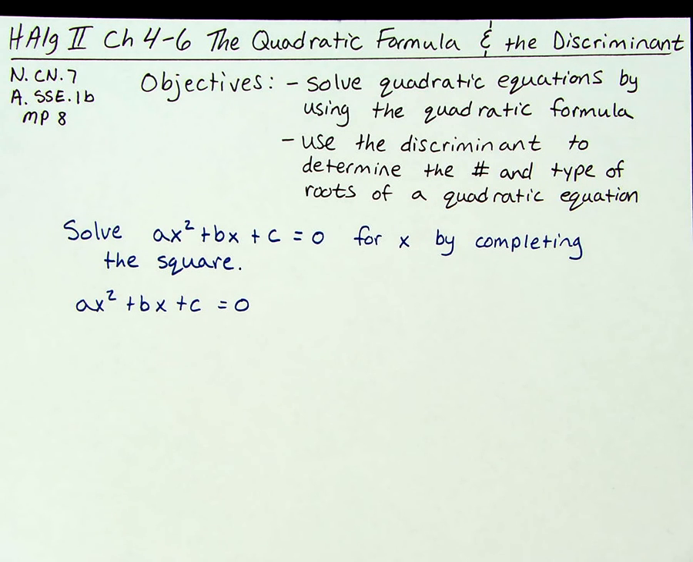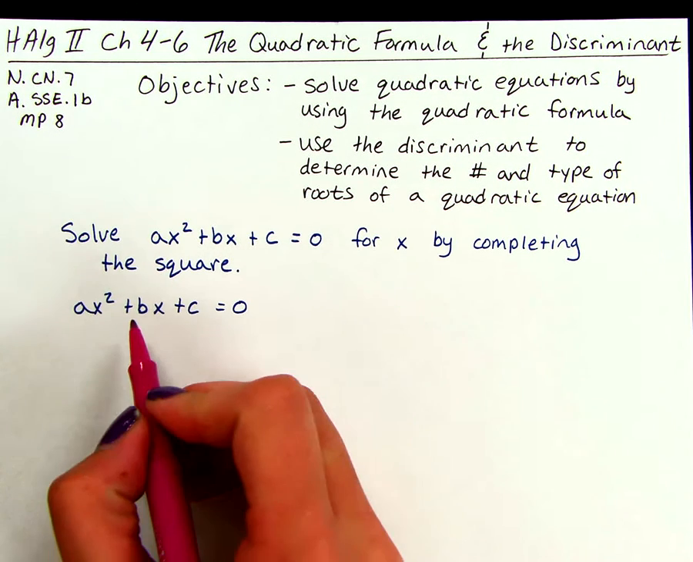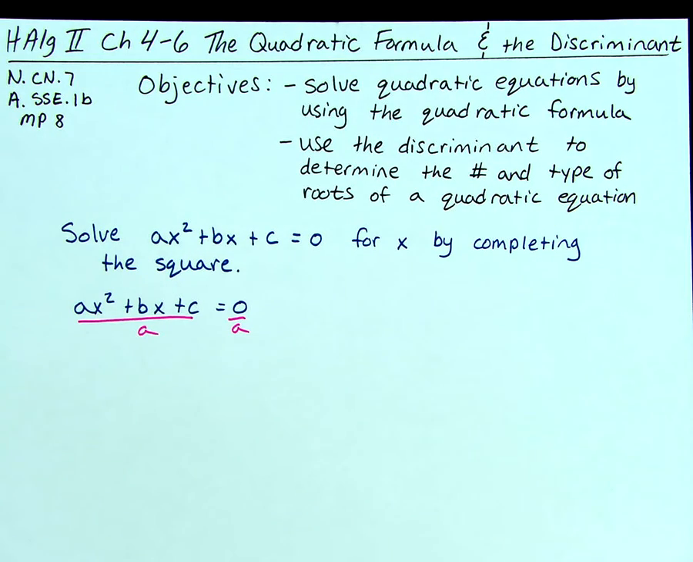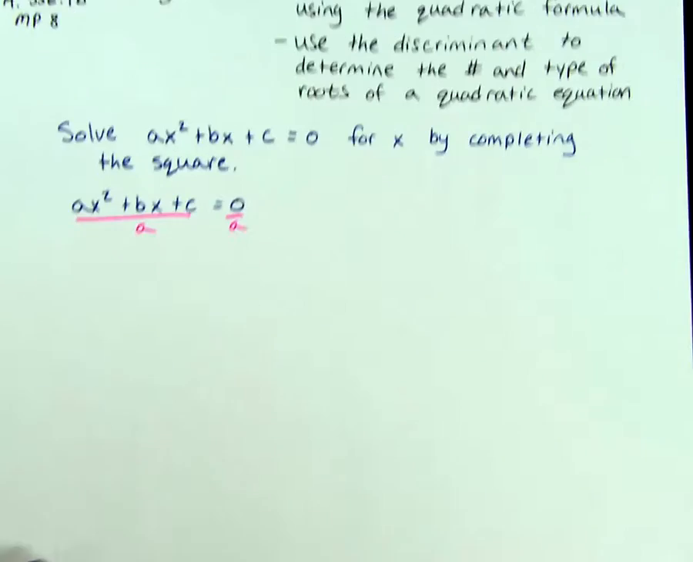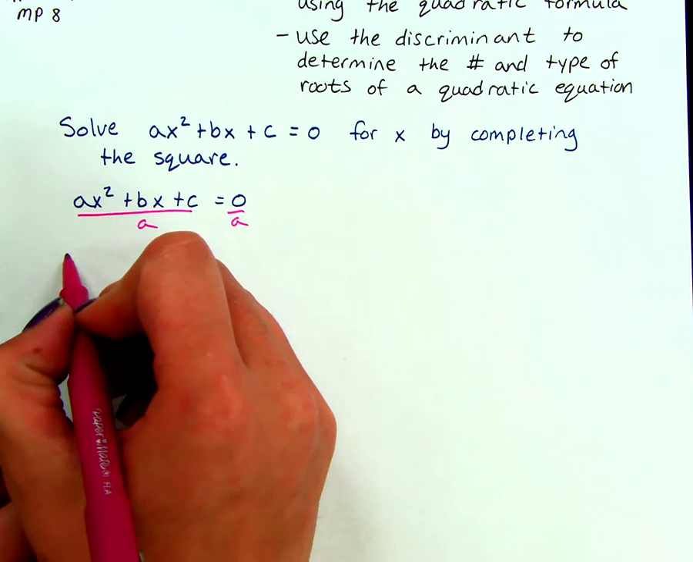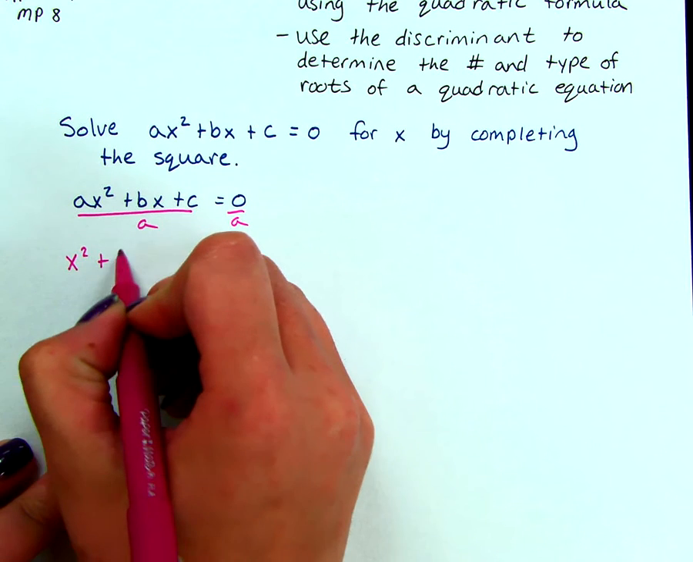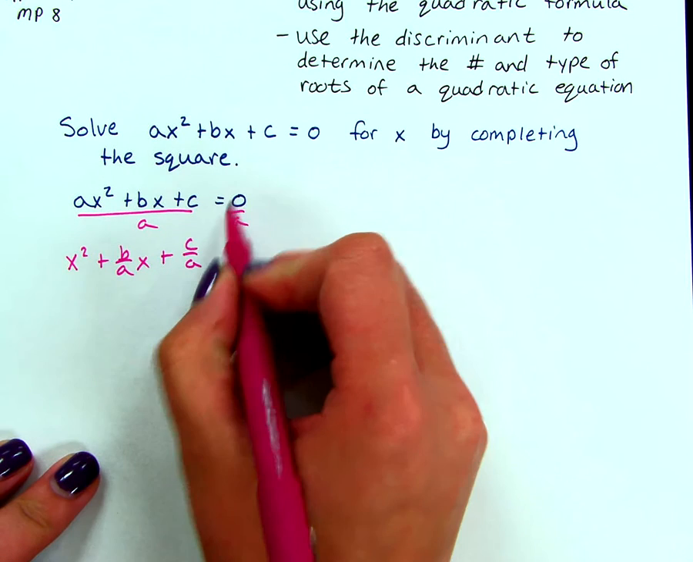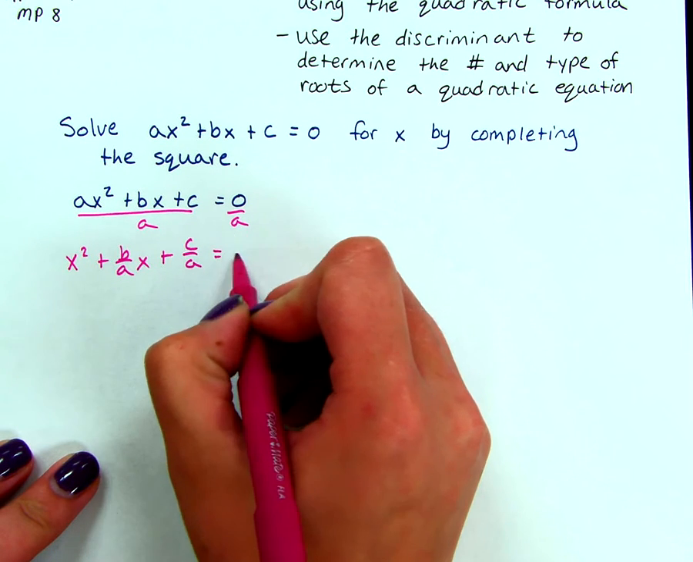our general equation. Now remember, to complete the square, the number in front of the square term has to be 1. So if it's not, then we start by dividing both sides by whatever that is. So in our case, since a is a number, we're going to divide both sides by a. So now we have x squared plus b divided by a times x plus c divided by a, and then 0 divided by a is still going to be 0.